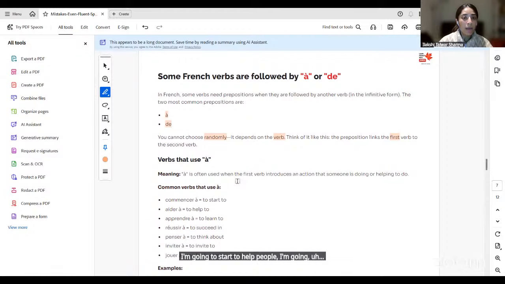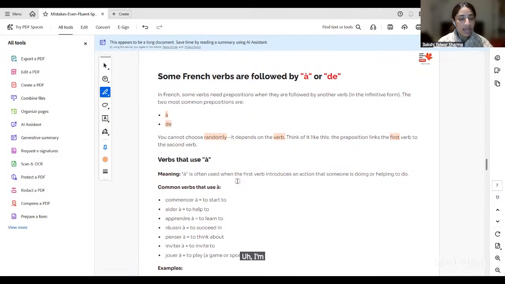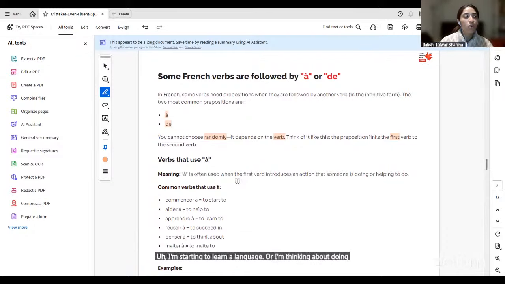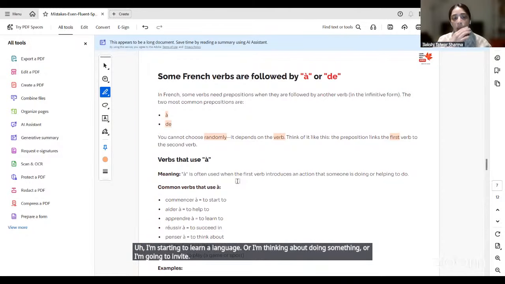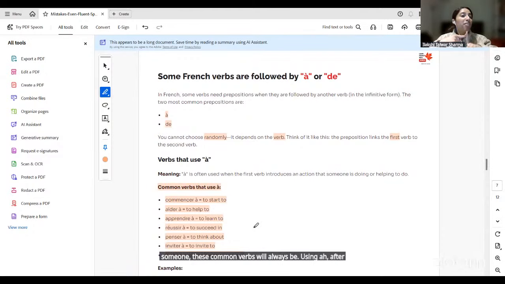This is the kind of help I'm going to give to others. I'm starting to learn a language, or I'm thinking about doing something, or I'm going to invite someone. These common verbs will always be using à after it. So, commencer à faire quelque chose, you start to do something. So, je vais commencer à faire le cours en ligne, for example.